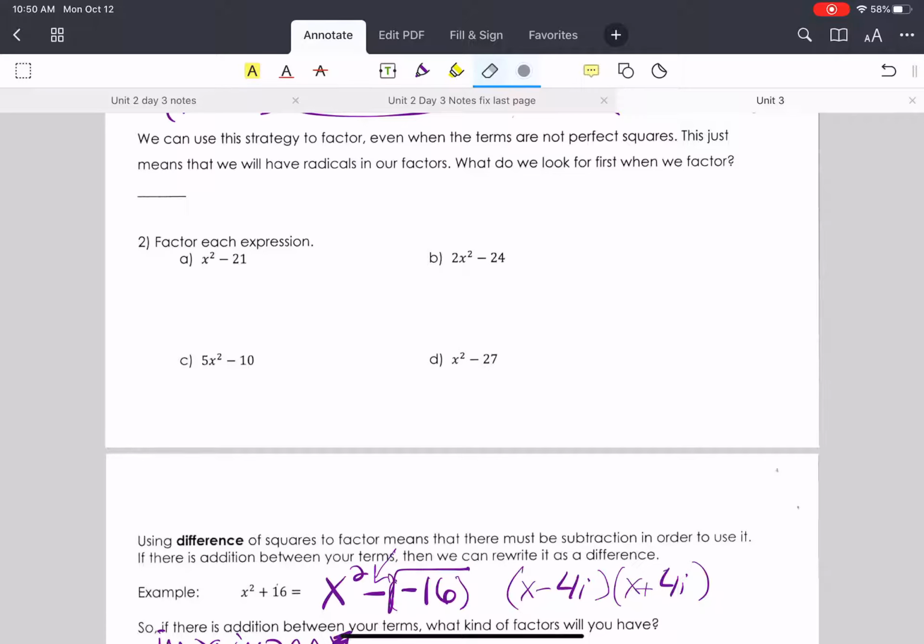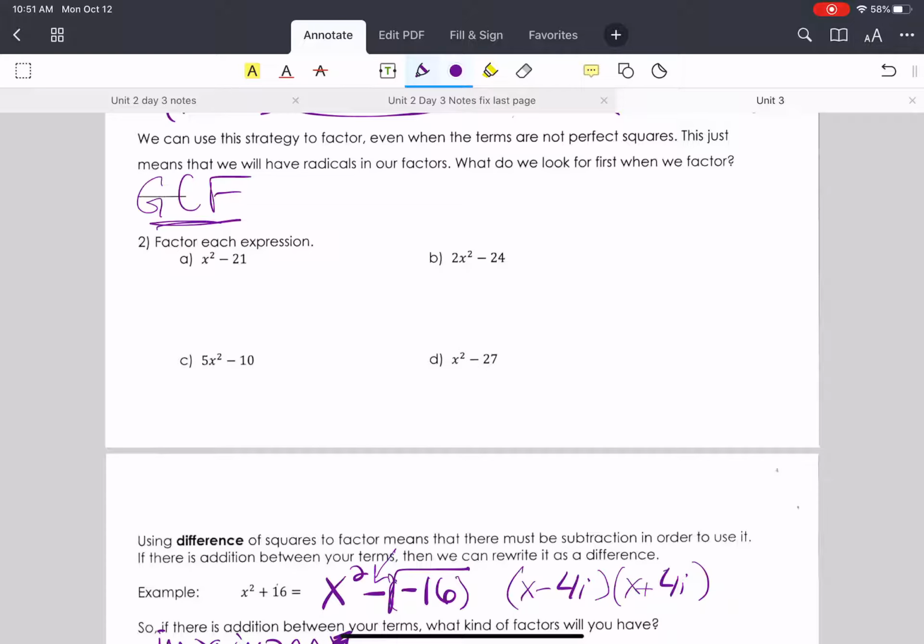Hold on. I forgot this step. What do we look for first when we factor no matter what? Greatest common factor. It's almost like I'm trying to drill that into your brains, right? GCF. Okay? Now, we're actually going to do part D first.